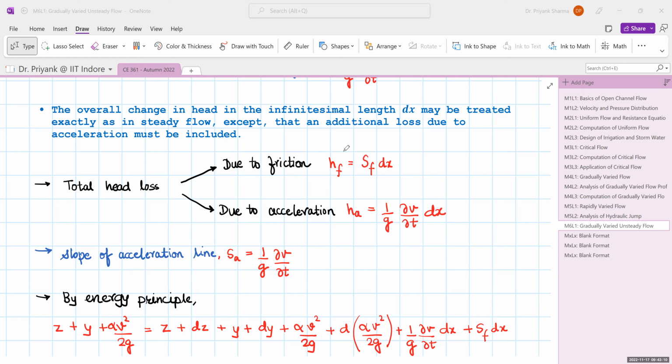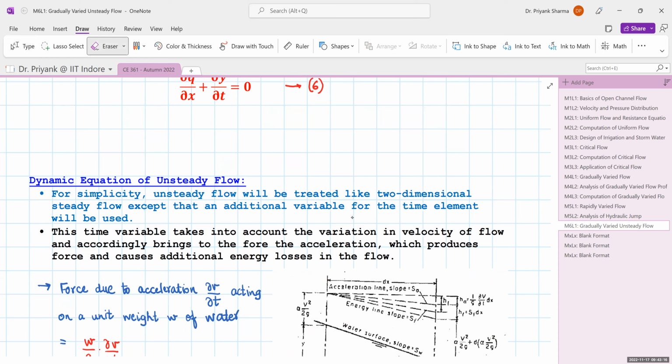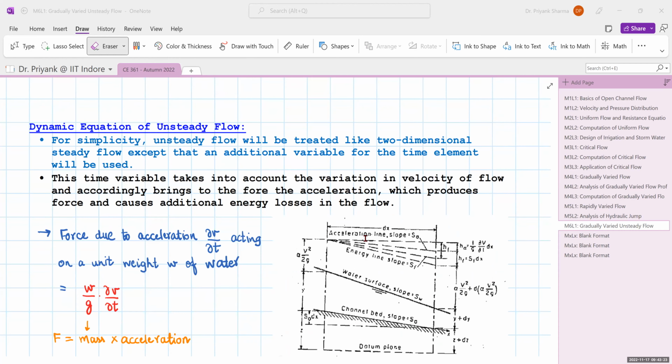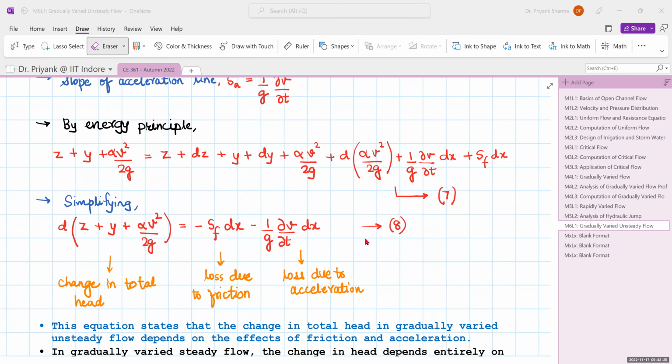So in the above figure, we just apply the energy principle at two sections, section 1 and section 2, and let us simplify it. By the energy principle, the LHS we already discussed, and on the RHS we have the change in datum, depth, and velocity head. This is head loss due to acceleration, and this is due to friction.